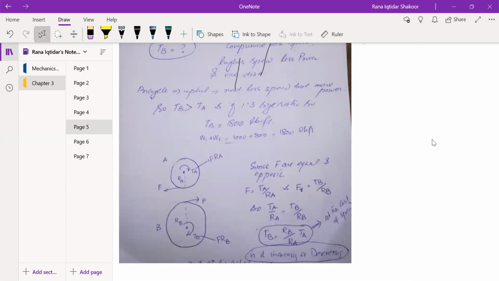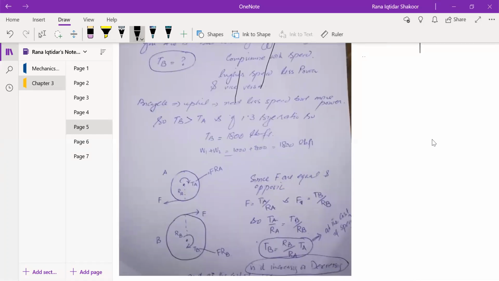Now I have drawn two gears. One is this gear A and another one is this gear B, right? This is gear A and this is gear B. Obviously, gear A is basically the smaller one and gear B is the larger one. So generally these two gears mesh with each other. They are in contact with each other, right?